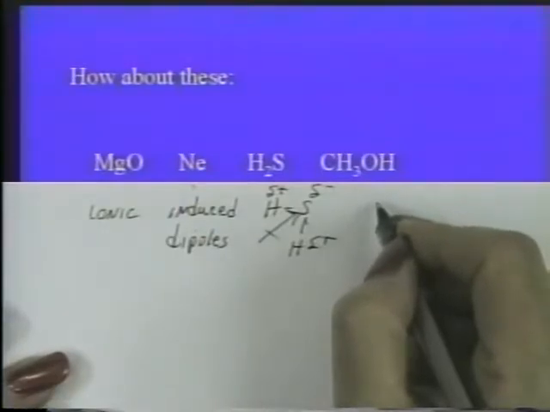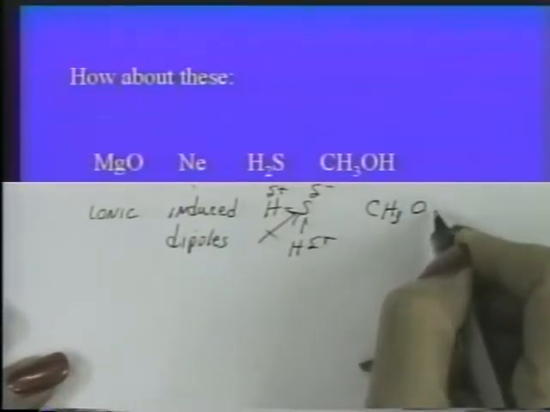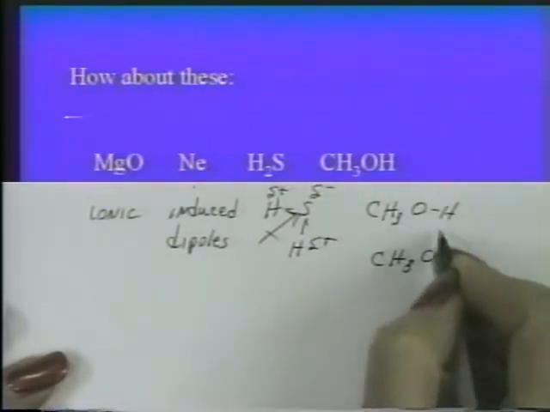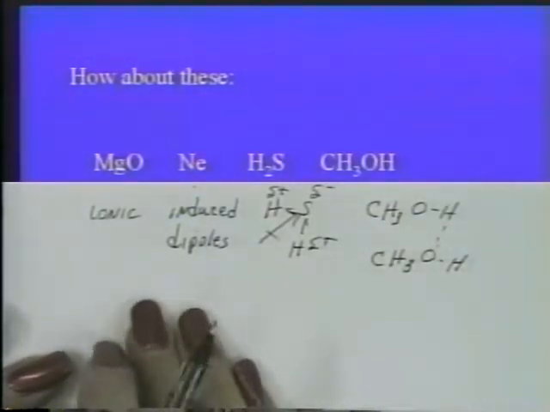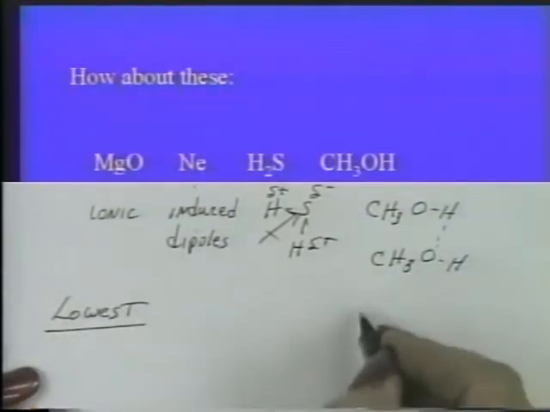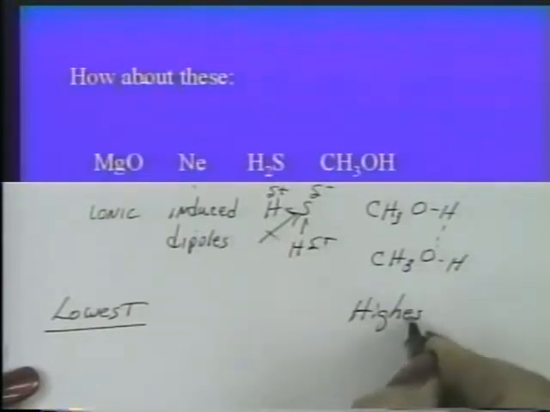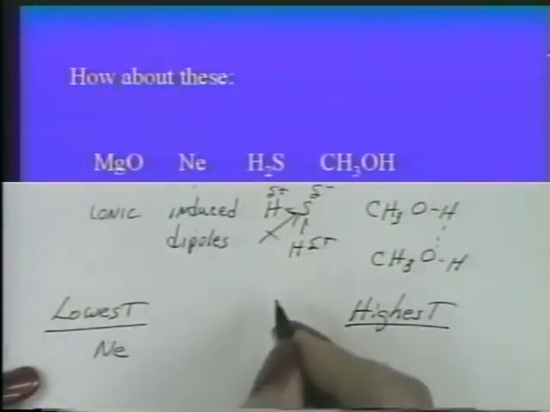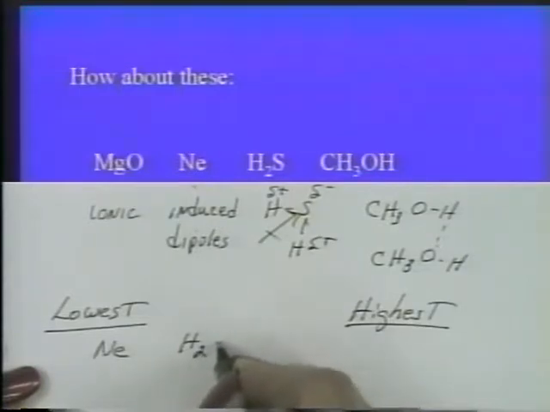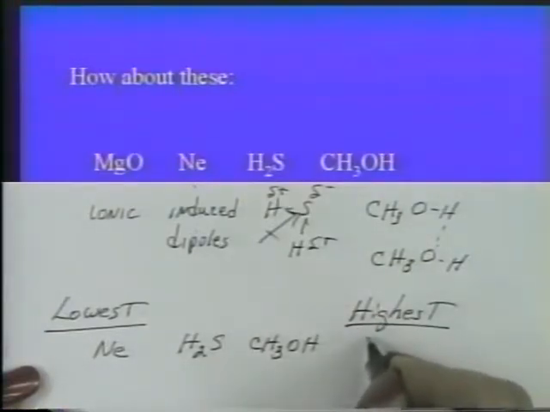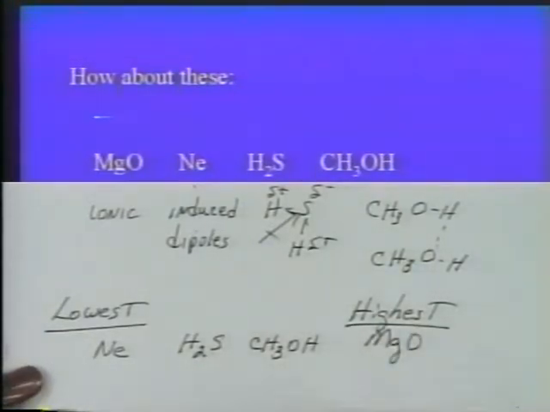And then you've got this alcohol over here, this CH3OH, and you can just see it doing this number, can't you? Hydrogen bonding. So if we put these in order from the lowest over here to the highest over here, I believe the lowest one's going to be the neon. And I think next is going to be the H2S. Do you agree? And then how about the alcohol? And then, of course, our ionic substance, which is magnesium oxide. Do you get the idea about how to compare these?